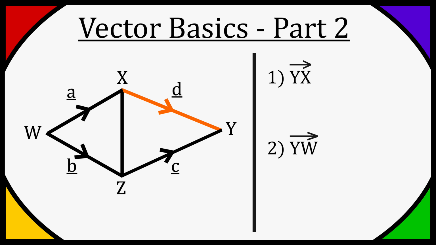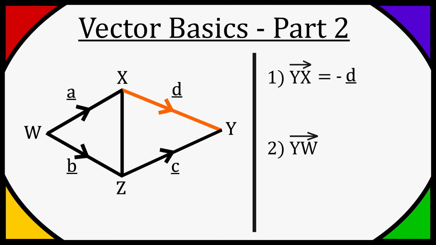Well, our answer is just going to be minus d. So it's going to be minus the d vector because it's still the right direction and magnitude, but just the opposite direction. So we just write it as negative d. So y to x is going to be negative d. Hopefully that made sense. If you do have comments or questions, drop them down below.